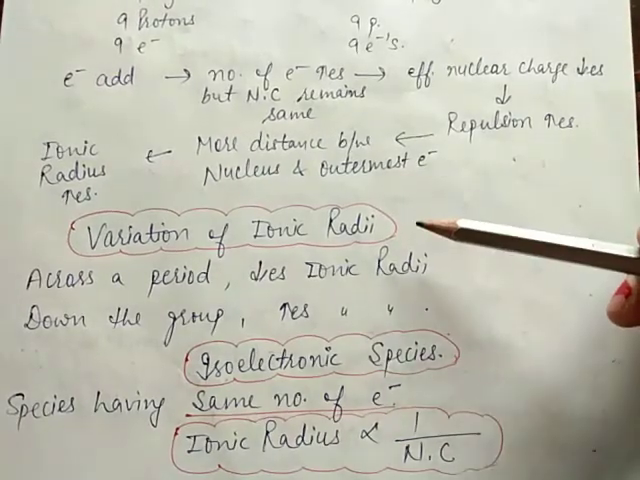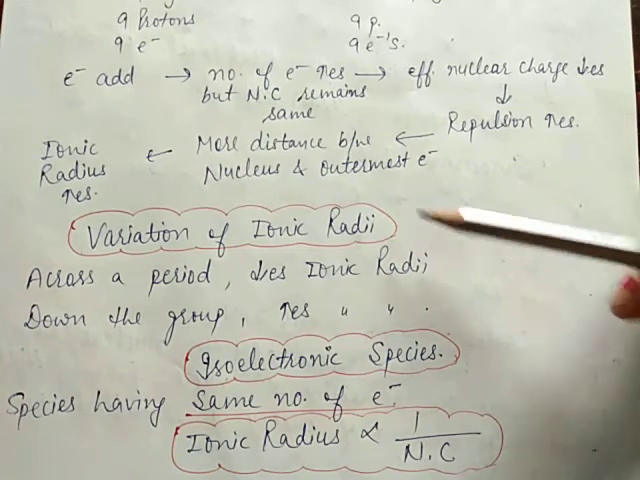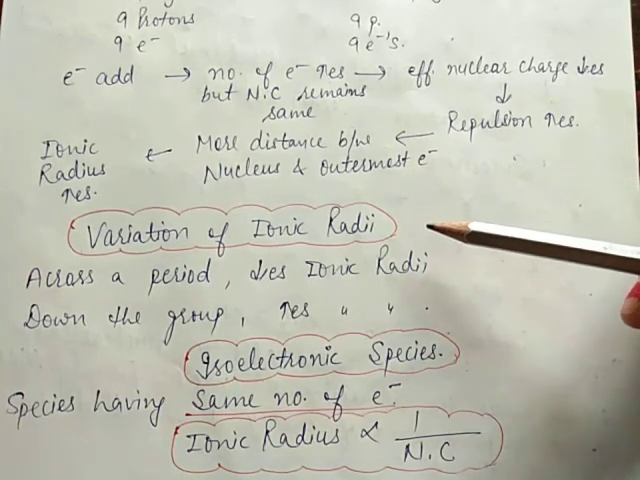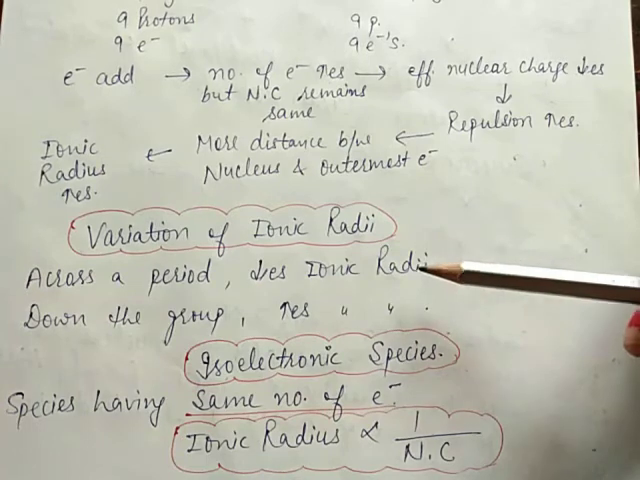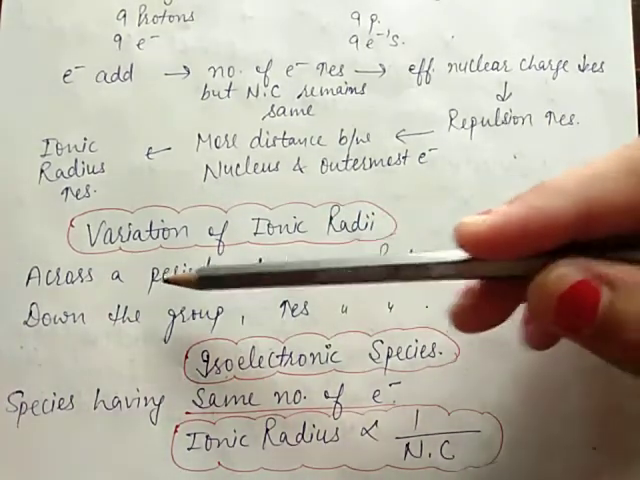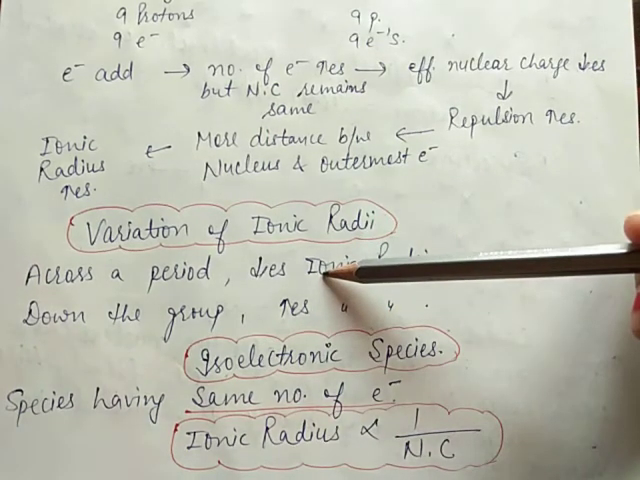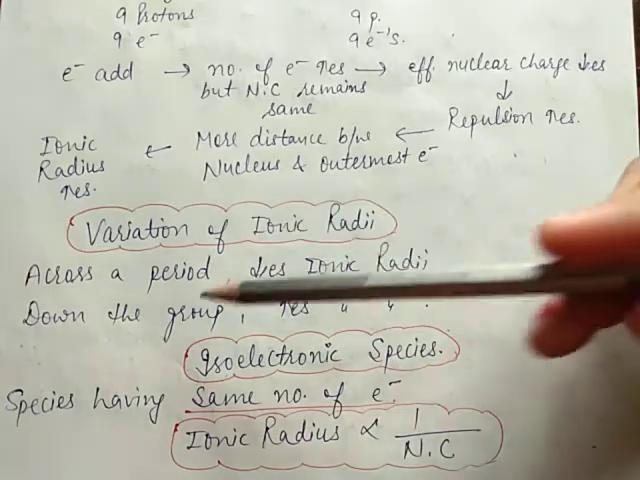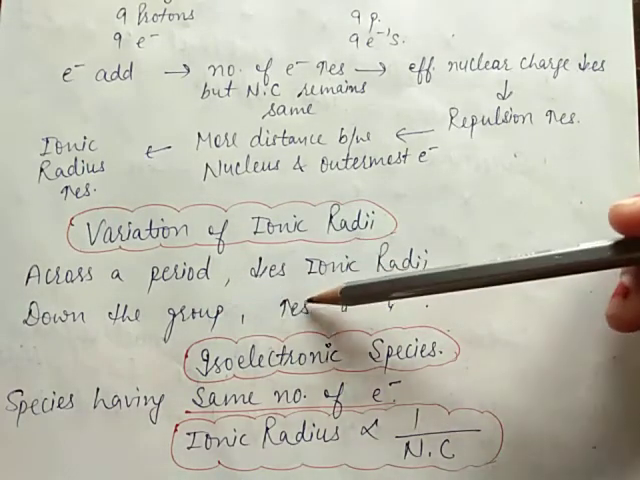Now next is the variation of ionic radii. Ionic radii show the same trends in the periodic table as shown by the atomic radii. It decreases across a period and increases down the group.